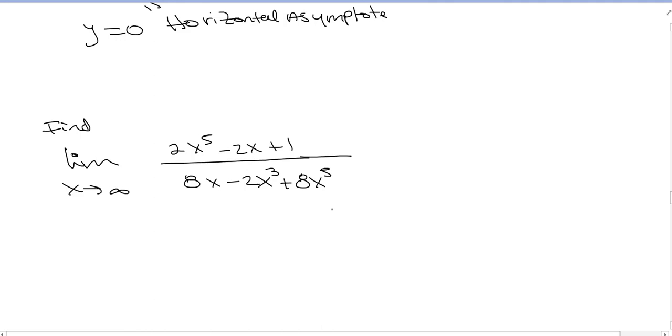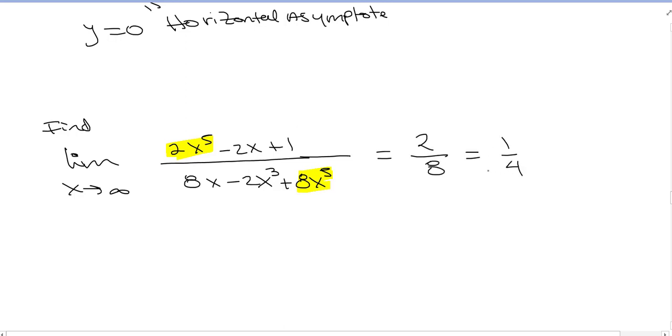So based on what I just said, what do we think this limit will be without doing too much work? So we're going to notice the powers, right? What's the highest power in the denominator? I have my 8x to the 5th. What's the highest power in the numerator? 2x to the 5th. So since the powers are the same, this limit, as we go to positive infinity, is going to equal just the ratio of the coefficients. So 2 over 8, so 1/4.